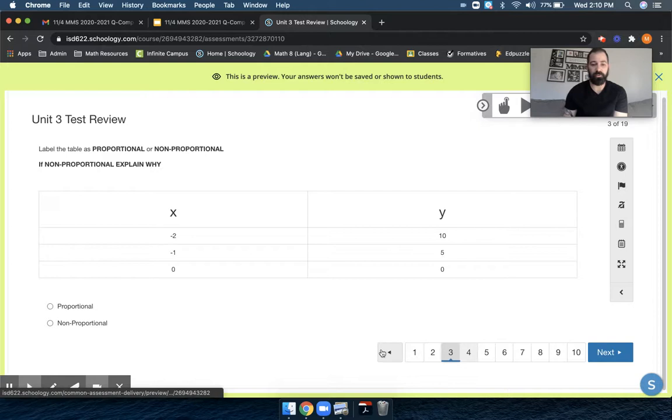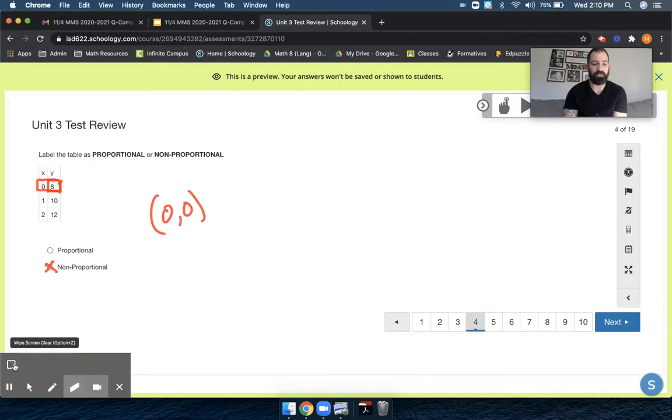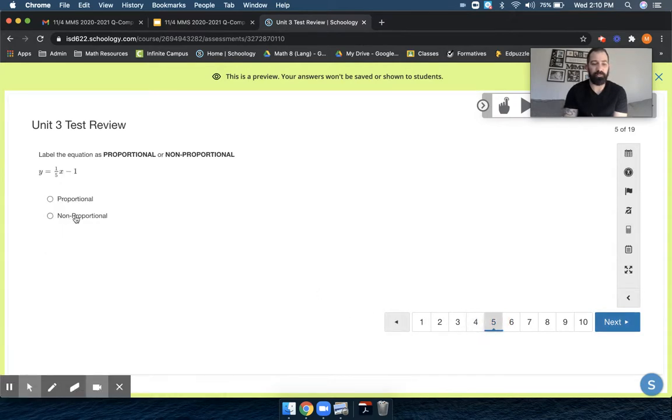Number four, same type of question. Does it go through 0, 0? Well, here x is 0, y is 8. Since y is 8, that makes this non-proportional. Needs to go through 0, 0, and it does not. Answer for that one.